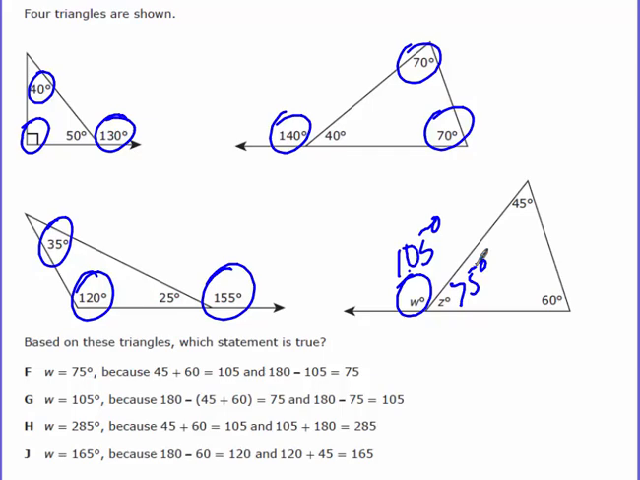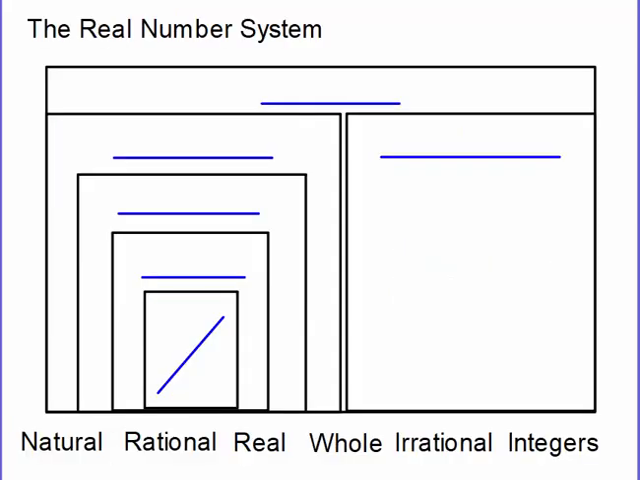So when we look down at our answer choices, I'm looking for the one that says that W is equal to 105, and then it gives you a reason for that. Okay, so that's one of the reasons why we need to understand the idea of angles. Now the last thing is number systems. Okay, we have to understand some things about these number systems, where we just understand how the numbers apply to each other.